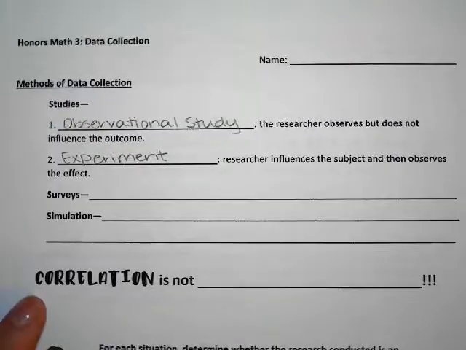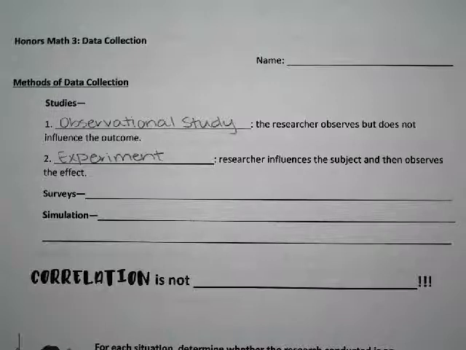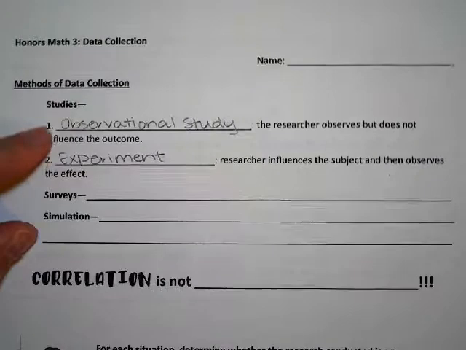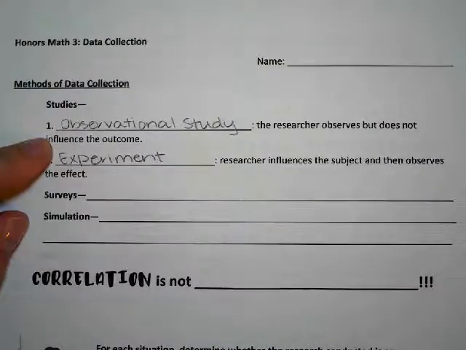So in an experiment, the researcher is influencing the subject and then observing the outcome, observing that effect, and taking notes on that instead. So observational study, you're observing but not influencing. Experiment, you mess with them and then you see what happens.